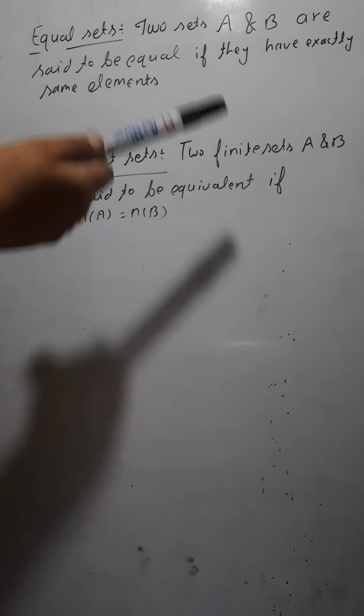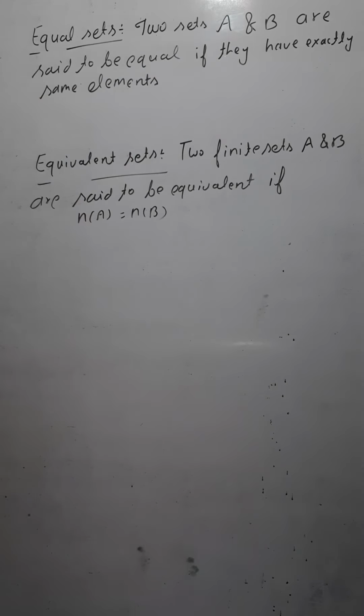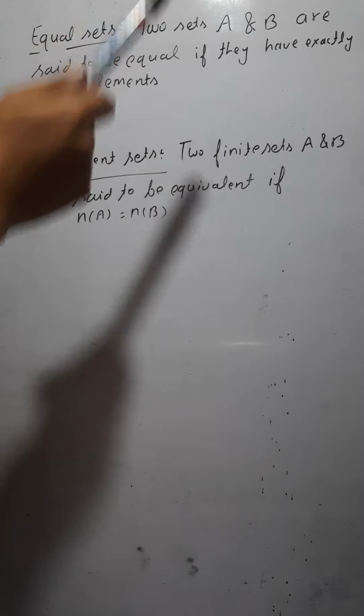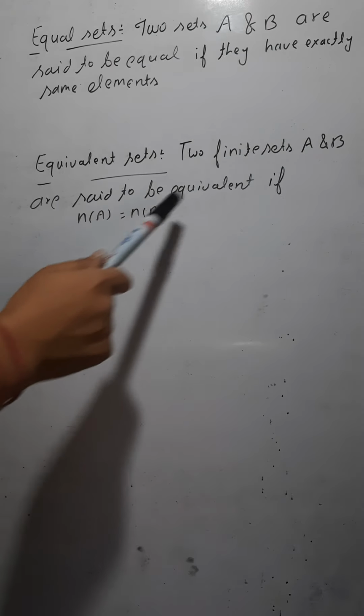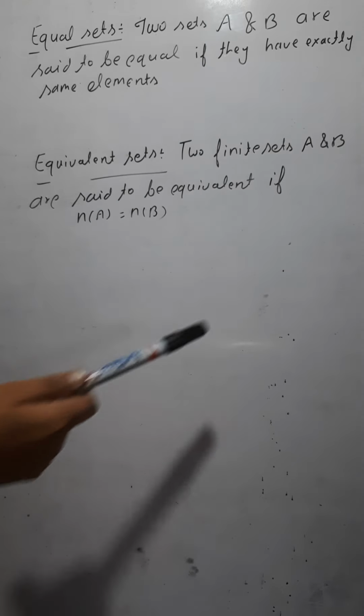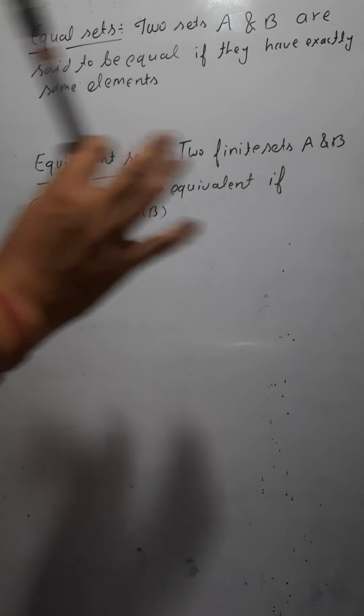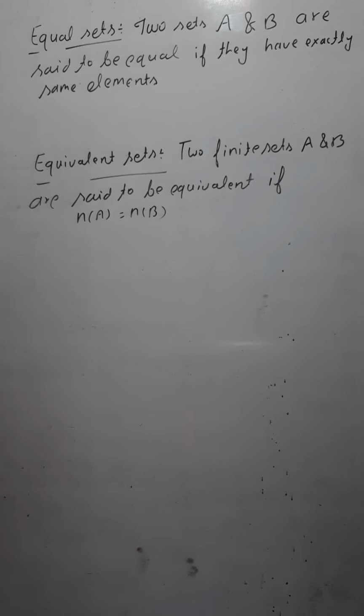See the difference? In equal sets, both should have the same elements. In equivalent sets, the number of elements should be the same. The cardinal number of A and the cardinal number of B should be equal, meaning their cardinality should be the same. Let me give you some examples.